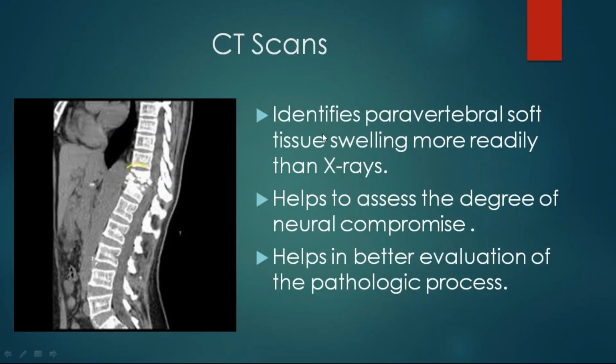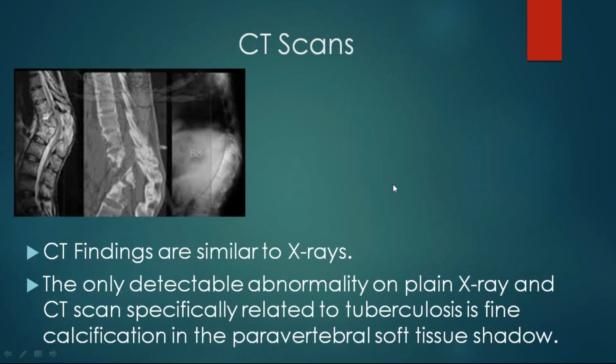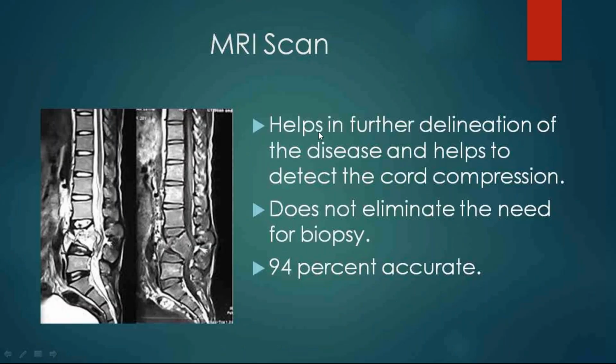So CT scan, the next investigation of choice. This is to assess the degree of the neural compromise. And the next thing you take is an MRI. MRI is for the further delineation of the disease, and it helps in estimating the amount of cord compression.